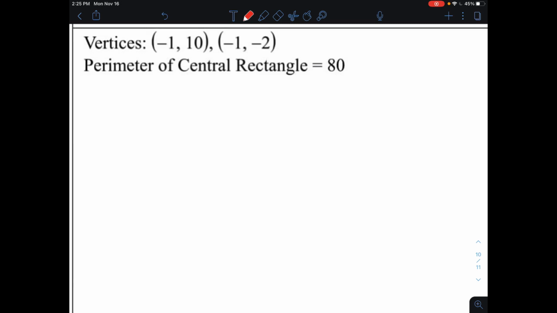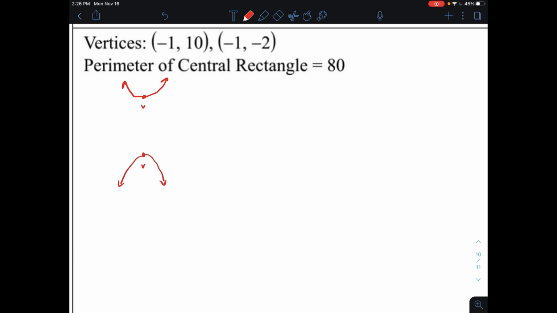Here in this problem, we're going to write the equation of a hyperbola where we're given two vertices at (-1, 10) and (-1, -2), and the perimeter of the central rectangle. Well, I need to figure out what standard equation I'm going to use, so I need to figure out its orientation. We're given two vertices that are on top of each other, which means the orientation is going to be vertical. So this is going to open up and down.